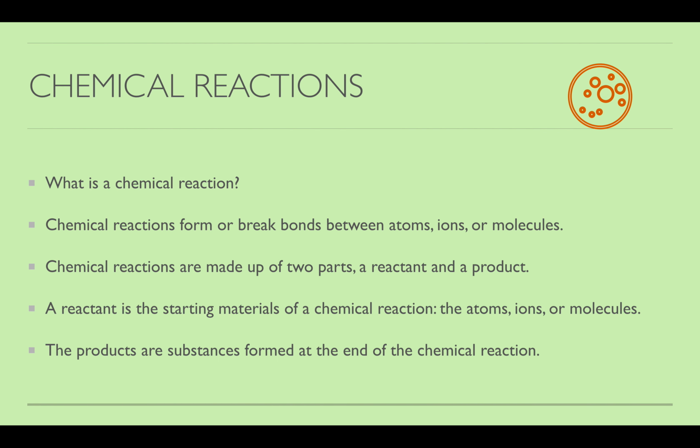So, chemical reactions. What is a chemical reaction? This is when a reaction forms or breaks bonds between atoms, ions, or molecules, creating something else. Chemical reactions are made up of two parts, a reactant and a product. A reactant is the starting materials of a chemical reaction, so the atoms, ions, or molecules at the beginning, and then the products are the substances formed at the end of this chemical reaction. So whatever the reactant yields is the product.